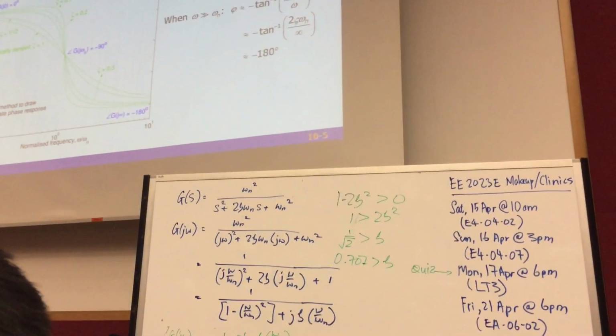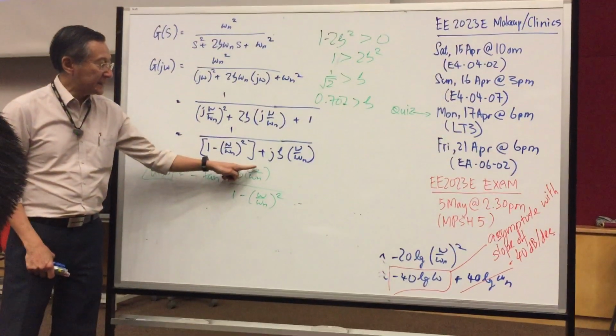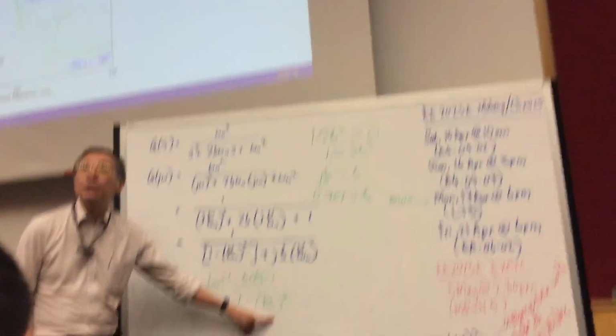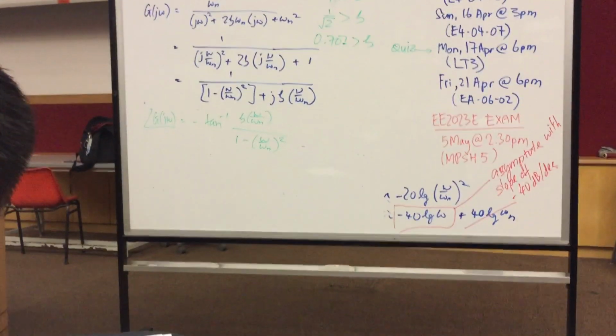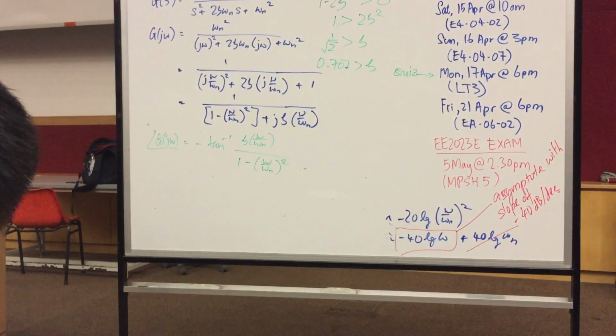What happens when omega equals omega n? When omega equals omega n, this is 1, this is 1. So 1 minus 1 is 0. Anything over 0 is infinity. Arctangent of infinity is 90 degrees. So that's the second one here.